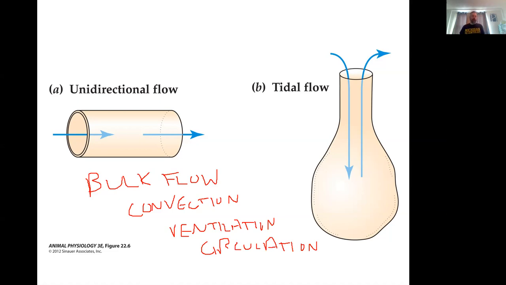This can take the form of either, let me pull my laser pointer again, unidirectional flow. So we think about the circulatory system, for example, right? Blood only flows in one direction, okay? Or it can take the form of tidal flow, like your lung, right? You breathe in and you breathe back out. Both mechanisms are in place in a lot of different animals. Some have only one, some have both. Doesn't really matter.